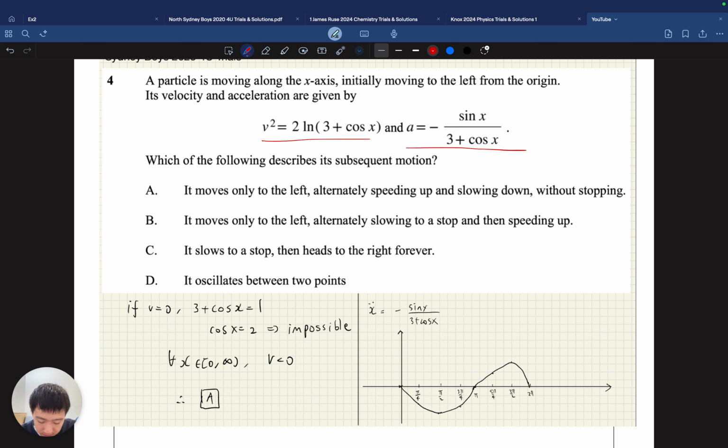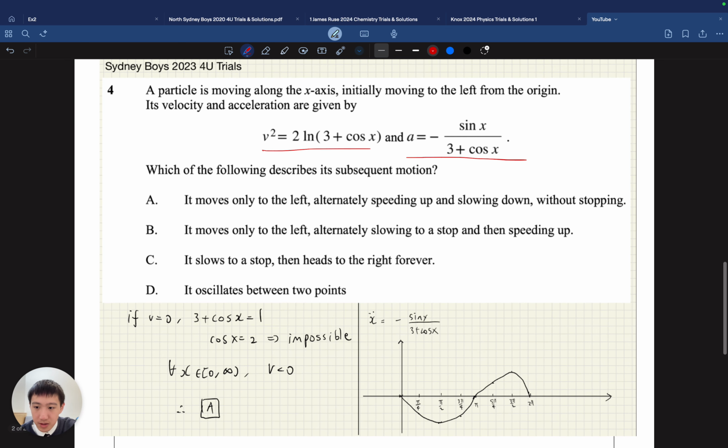A: It moves only to the left, alternatingly speeding up and slowing down without stopping. B: It moves to the left, alternating slowing to a stop and then speeding up. C: It slows to a stop, then heads to the right forever. D: It oscillates between 2 points. So how do we tackle these questions? There's one very important thing we need to remember.